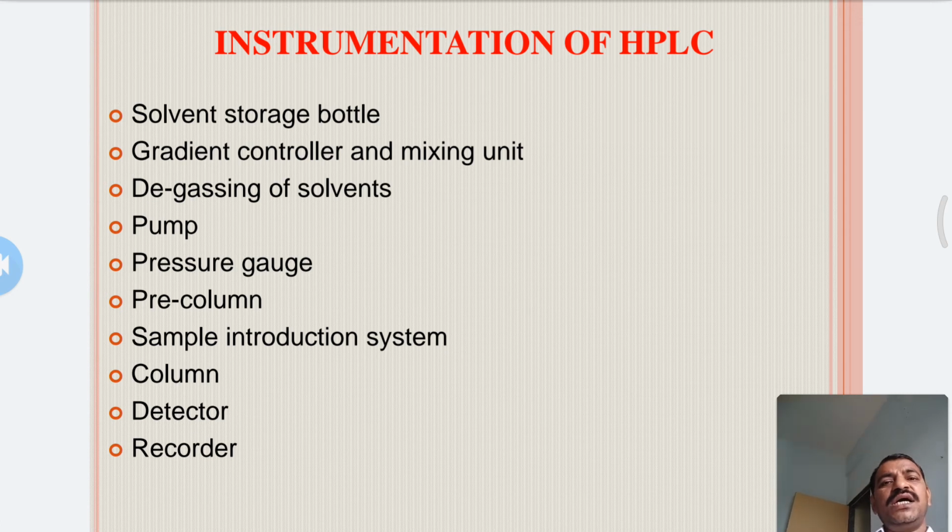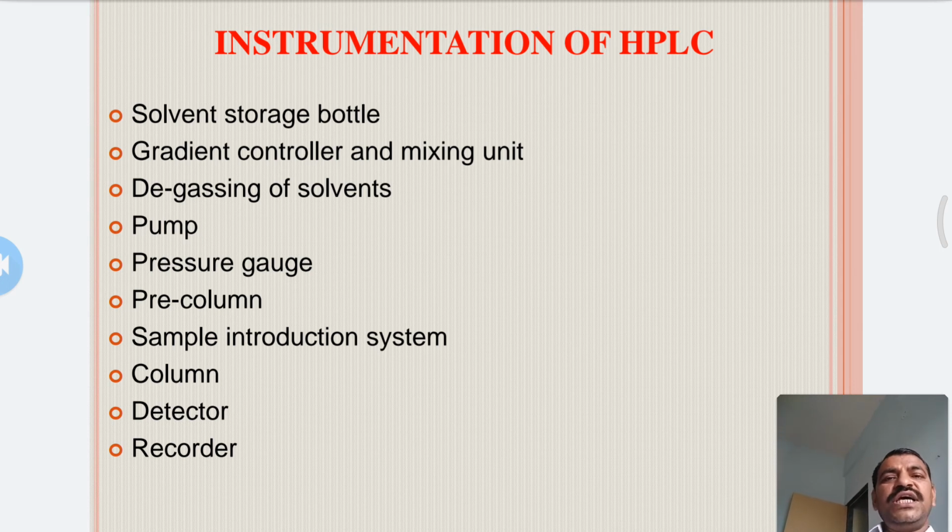There are different pumps used in this instrument. Next is the pressure gauge. The pressure gauge maintains the pressure of the flow rate. Different pressures are applied depending on our components or analytes, and pressure may be applied at about 30 to 200 atmospheres in this instrument.